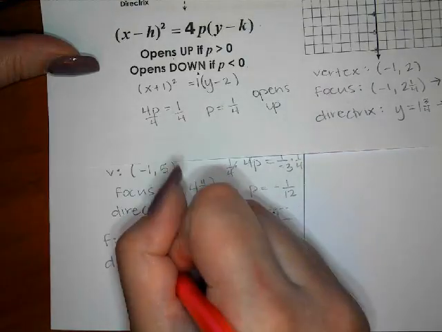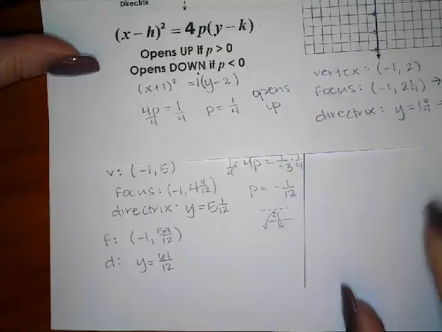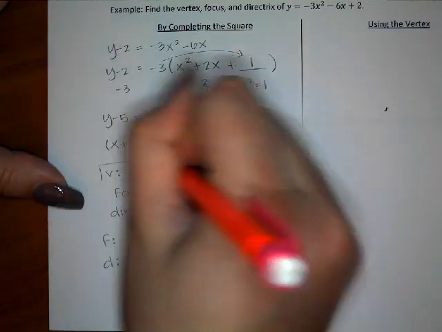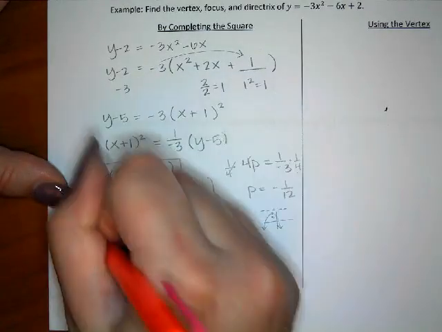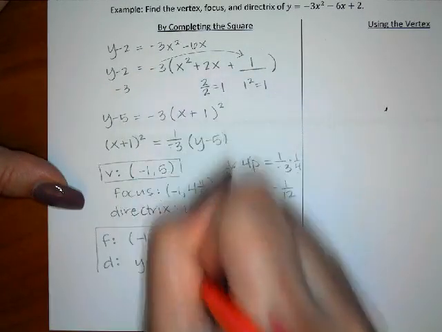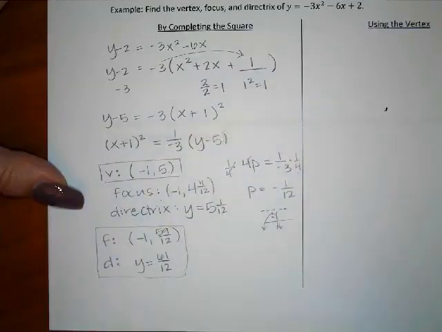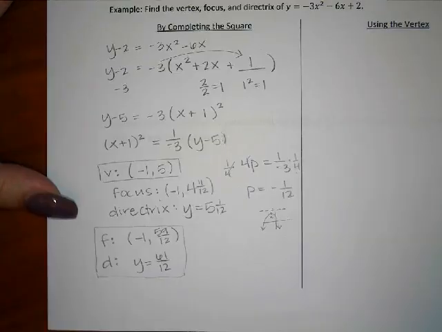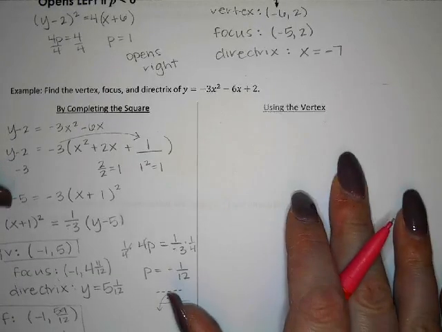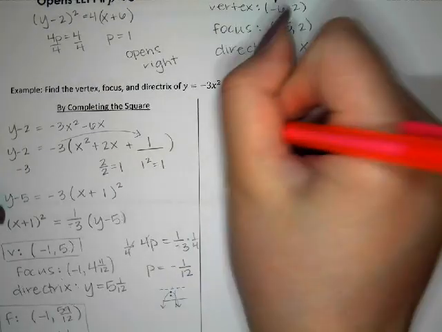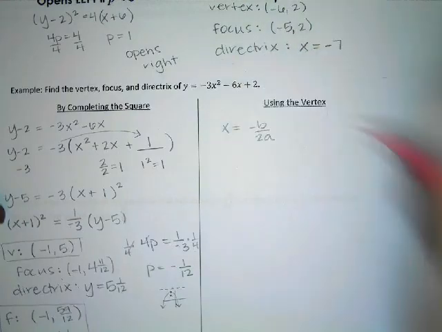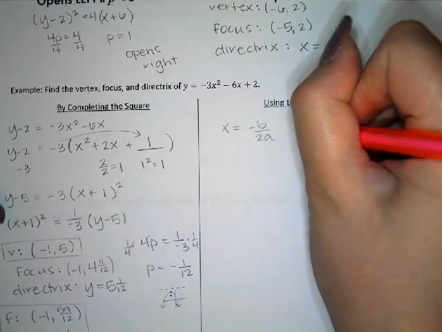So we found the vertex, the focus and directrix, and the process that we used to do that was completing the square. Okay, now we're going to approach the same problem, but we're going to do this by using the formula for finding a vertex. The formula is x equals -b divided by 2a. And then once you have that x coordinate, you plug it into the equation to find the y coordinate.